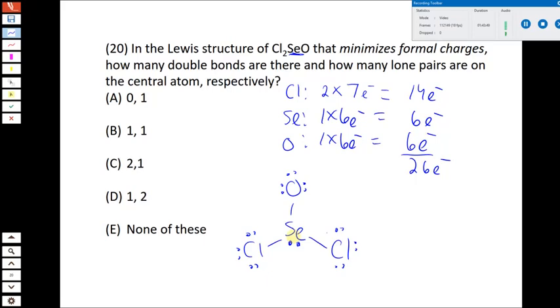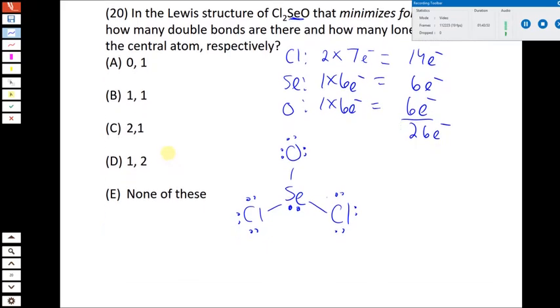We have to see if there are any formal charges and whether it's possible to get rid of them. So if we calculate formal charges in this molecule, let's start with the central atom selenium. Remember, for formal charges, we start with the group number, which is the number of valence electrons, 6. We subtract the number of bonds. So how many bonds does selenium have in this structure? 3. And then how many non-bonding electrons? 2. So 6 minus 3 minus 2 is plus 1. So we do have a formal charge. We'll have to see if it's possible to get rid of it.